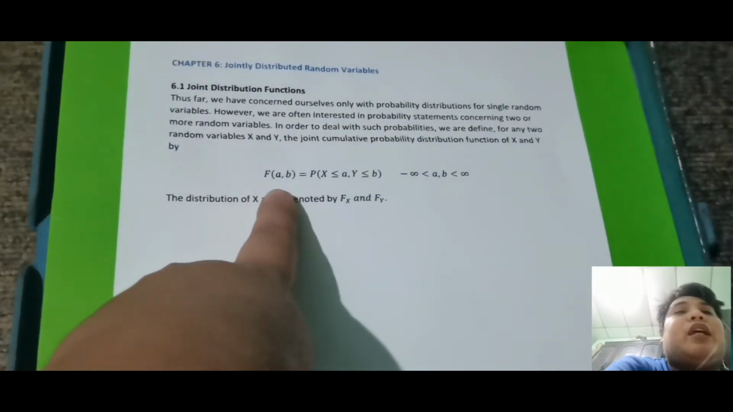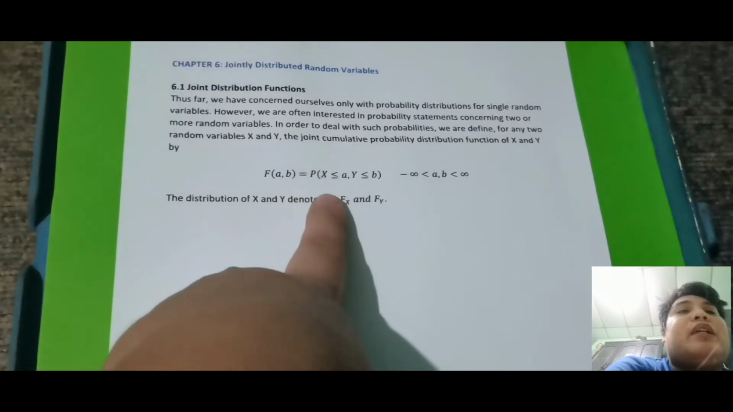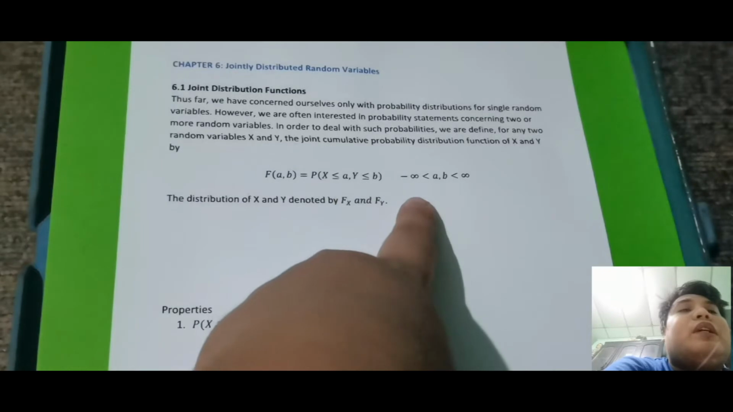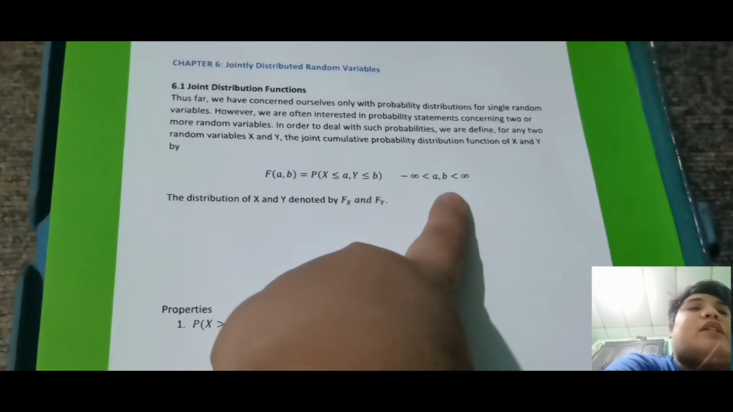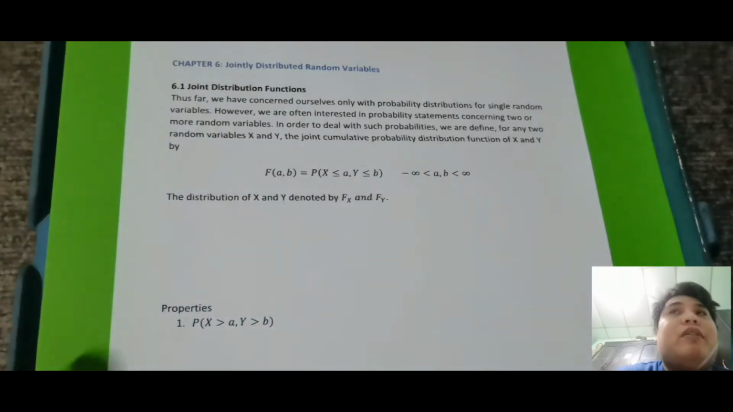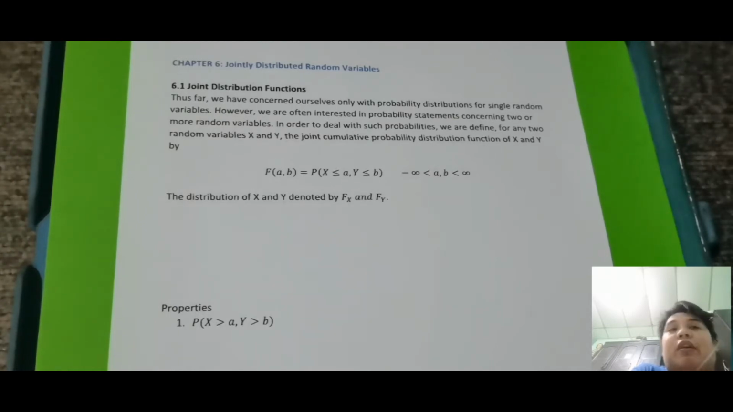This is F of a, b is equal to the probability of X is less than or equal to a, Y is less than or equal to b, for negative infinity less than a and b less than infinity. Okay, so yan yung ating joint cumulative probability distribution function of X and Y. Kung last time sinusulat natin si F of a as the probability of X less than or equal to a, ngayon kung susulat ko si F of a, b, susulat natin siya as X less than or equal to a, Y less than or equal to b.